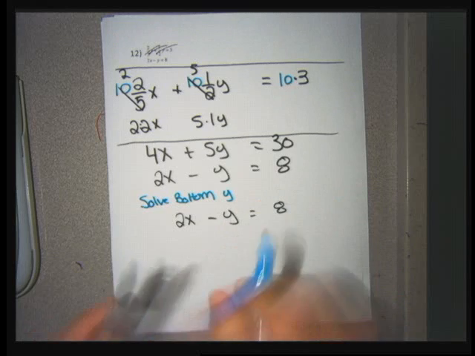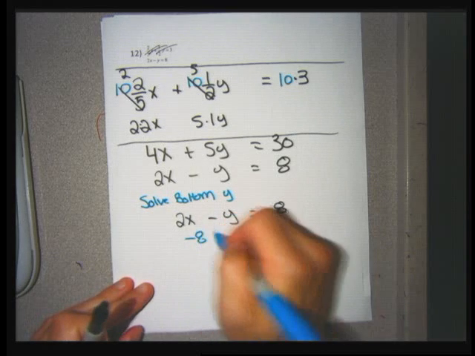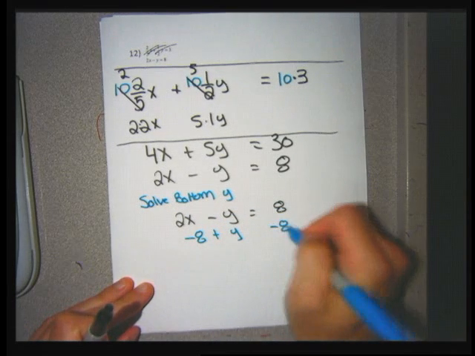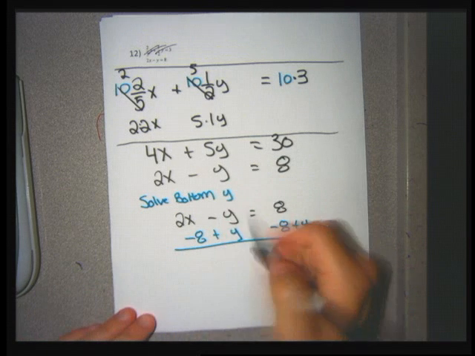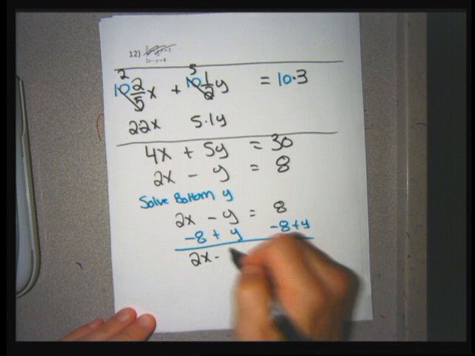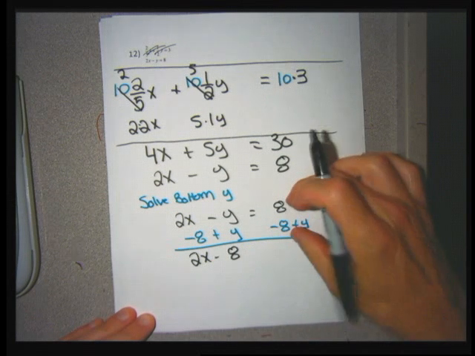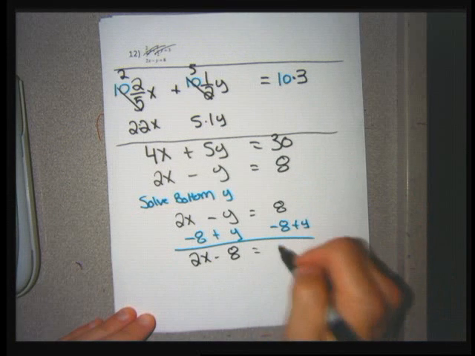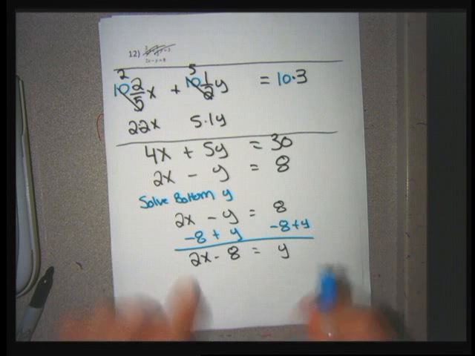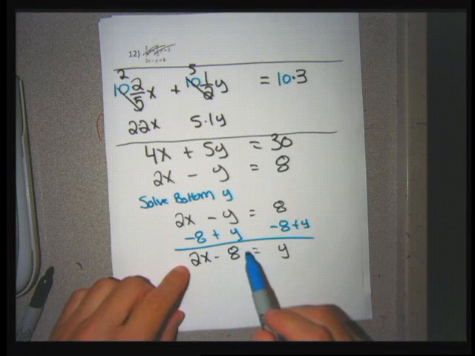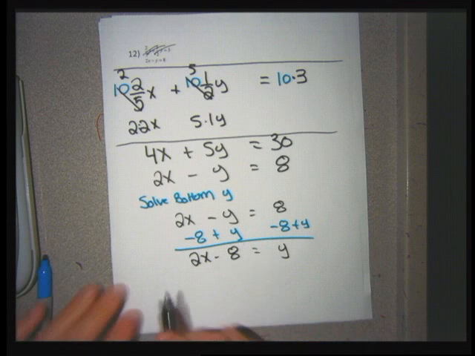So if I minus 8 and add y to both sides, on the left side, I make my y's cancel. The 2x and the minus 8 I would write next to each other. On the right side, I made my 8's cancel, but the y's there. Now, I can take this value, 2x minus 8, and replace the y in the top equation.